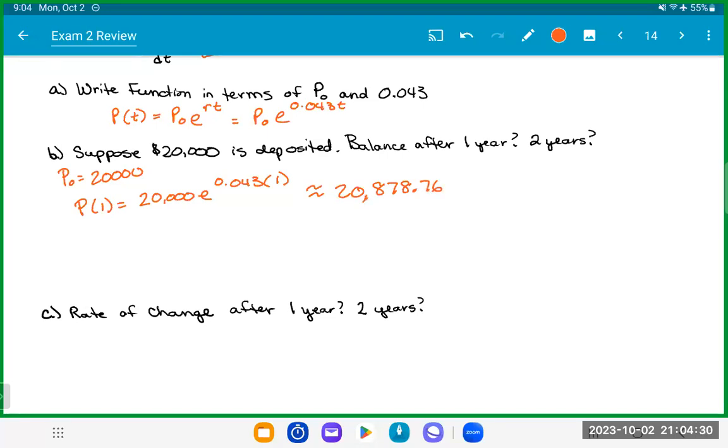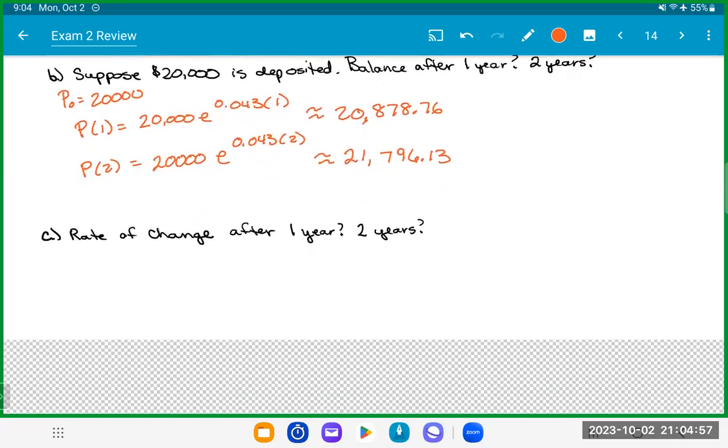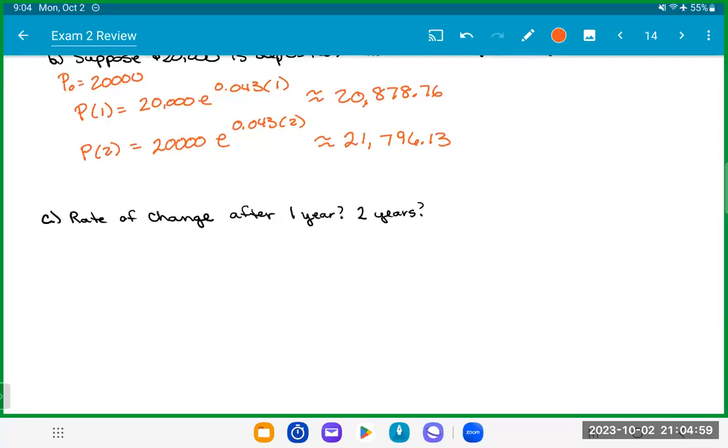$20,878.76. If I want to know how much I have after 2 years, I'm still with my initial $20,000 investment times e to the 0.043. But now we're at times 2 years because our time is t. Now I'm going to have $21,796.13. Okay. And then similarly, it's asking us to do the rate of change.